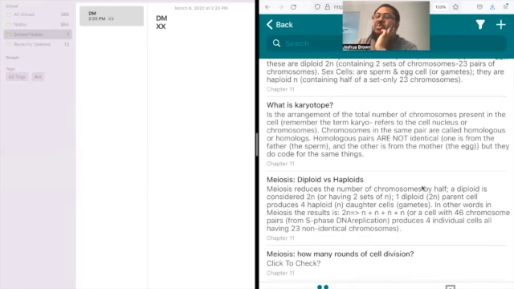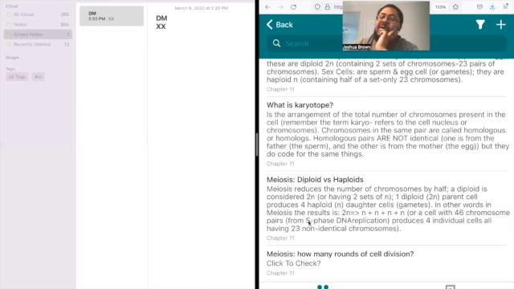So yeah, diploids. When you think of diploids, you're going to think 2N. Haploids are going to be N. Meiosis reduces the number of chromosomes by half. A diploid is considered 2N, or having two sets of N. A diploid 2N parent cell produces 4 haploid cells. That math might seem kind of odd, but we'll get more into that later. The parent cell is going to produce 4 haploid daughter cells.